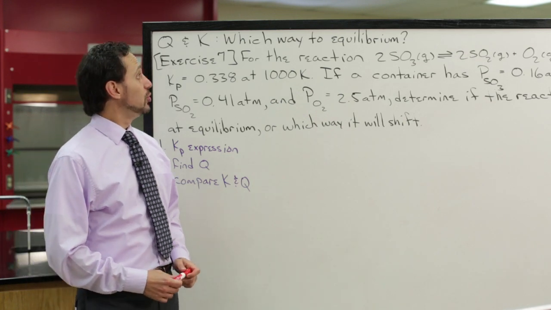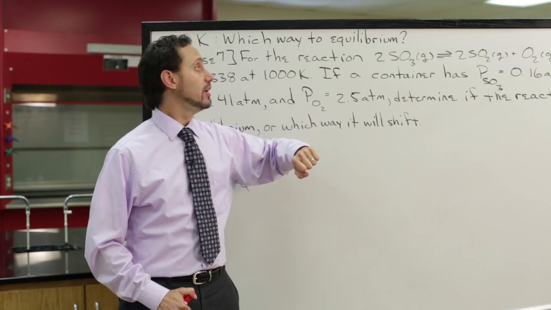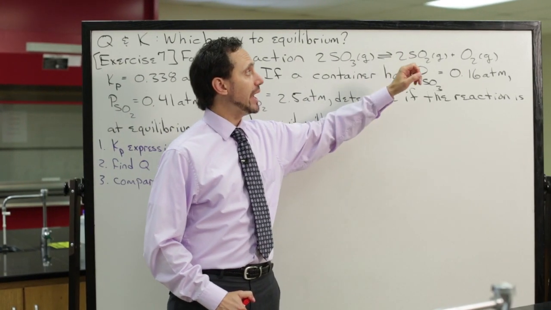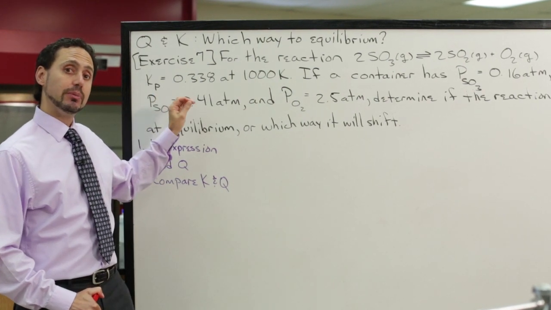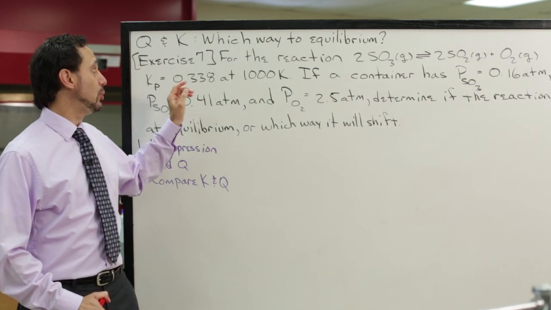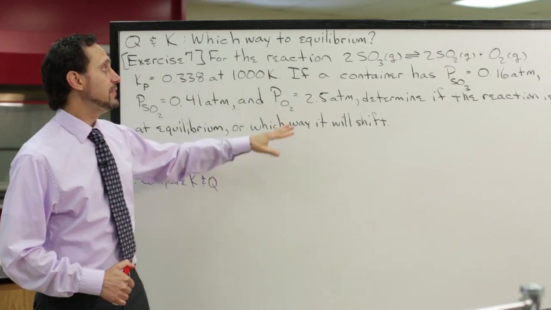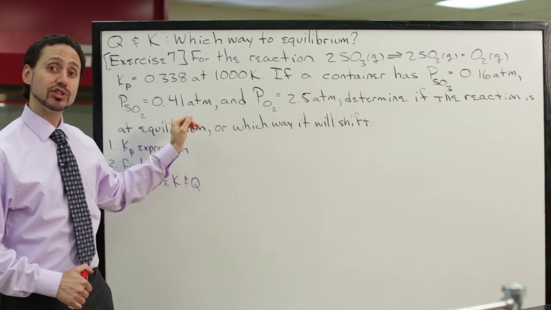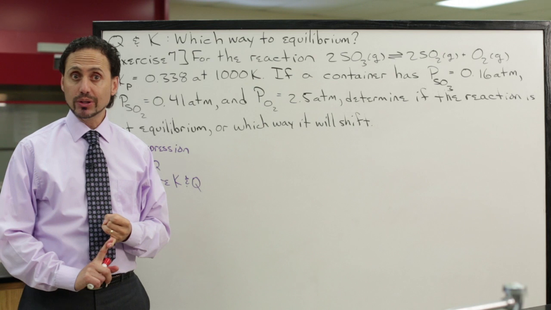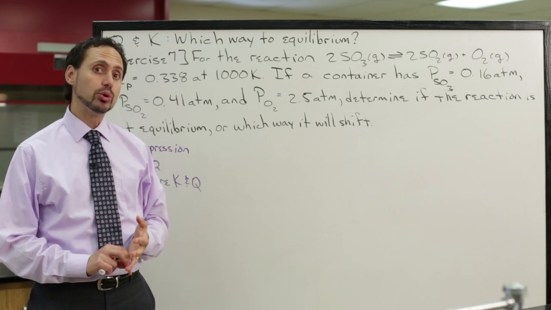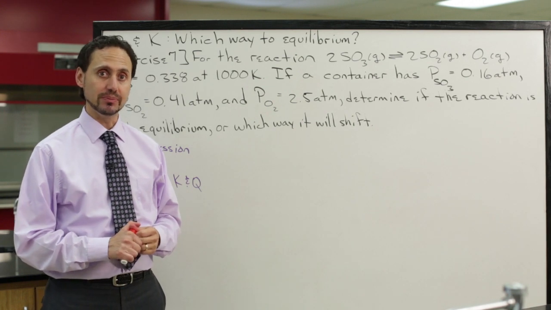In this exercise, we're going to look at this reaction where 2 moles of SO3 gas are in equilibrium with 2 moles of SO2 gas and 1 mole of oxygen gas. For this equilibrium, the value of Kp is 0.338 at a temperature of 1000 Kelvin. If this container has these given pressures for the gases, we need to find out: is this system at equilibrium already? And if it's not at equilibrium, which direction will the reaction shift in order to reach equilibrium?